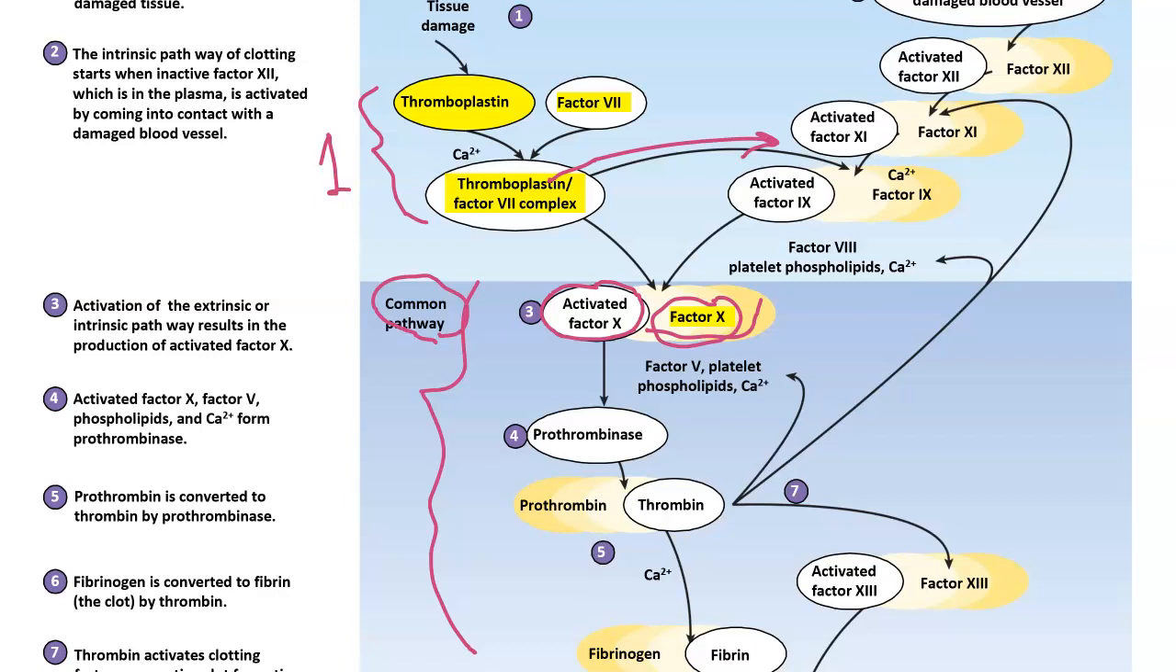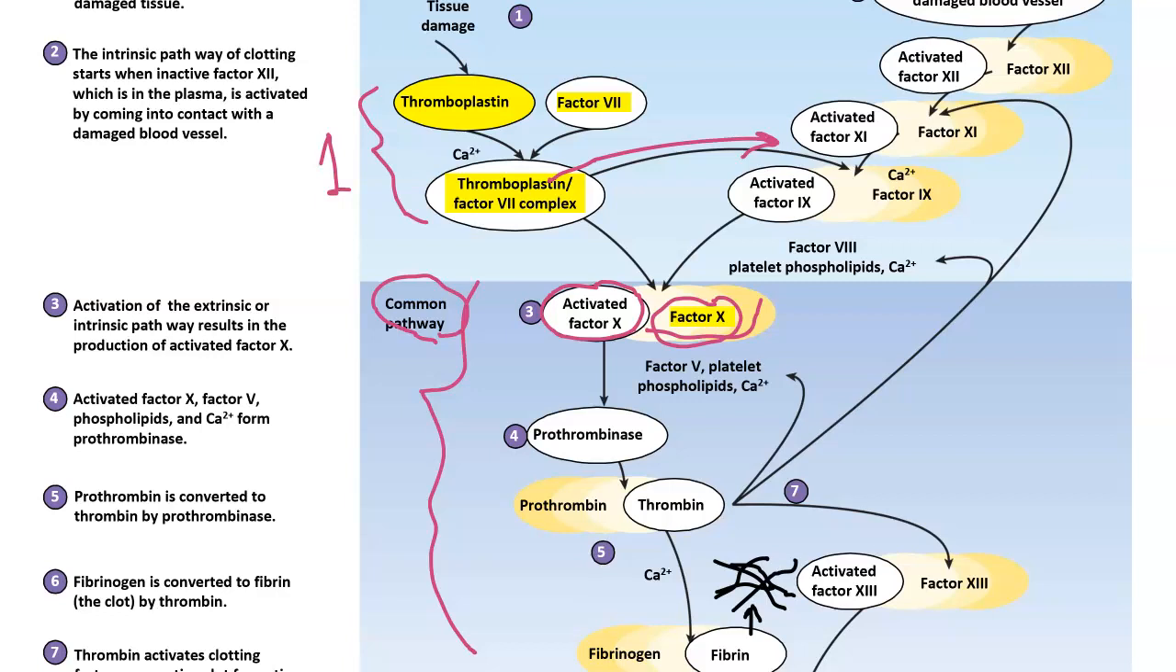Prothrombinase turns into prothrombin, which activates thrombin, and thrombin turns fibrinogen into fibrin. So prothrombinase turns prothrombin into thrombin. Thrombin turns fibrinogen into fibrin. Fibrins are actually fibers, protein fibers, that are going to be physically involved in the clotting process. So these are the fibers that are actually going to produce the clot.